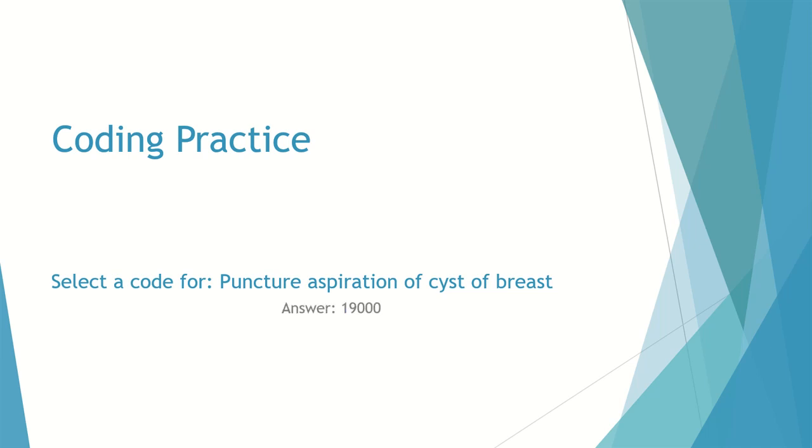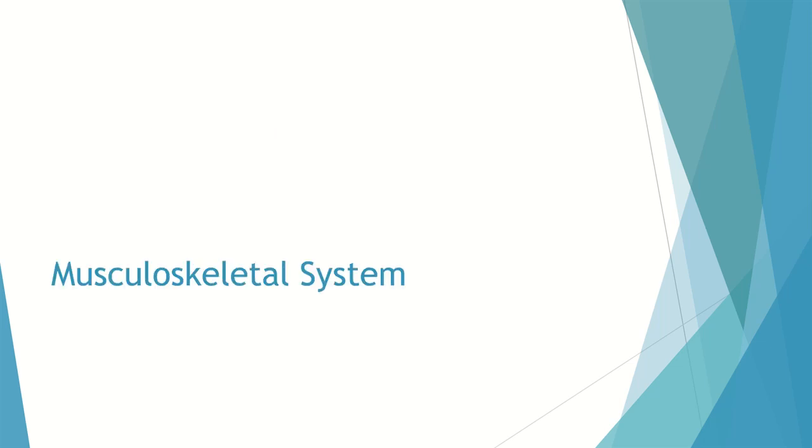Okay, if you got 19000, your answer is correct. Musculoskeletal system. Let's take a few moments break and we'll come back and finish up lecture.